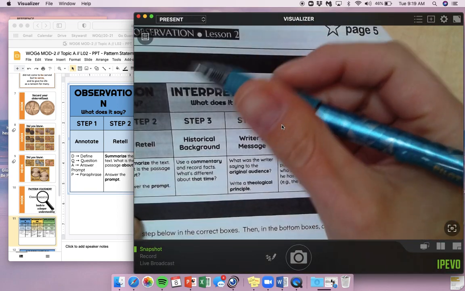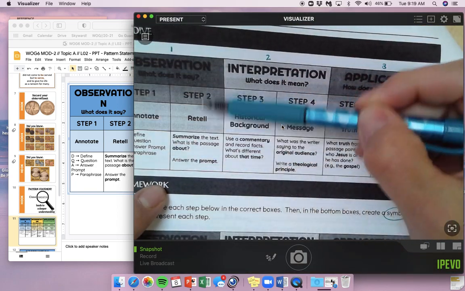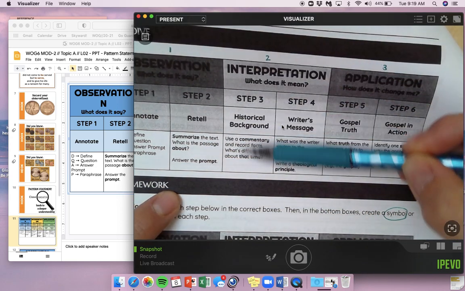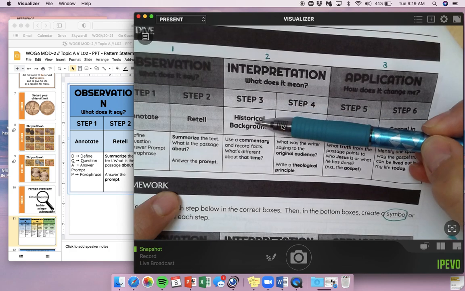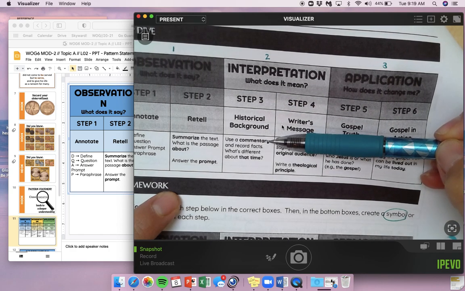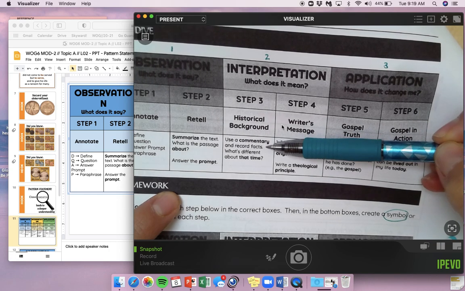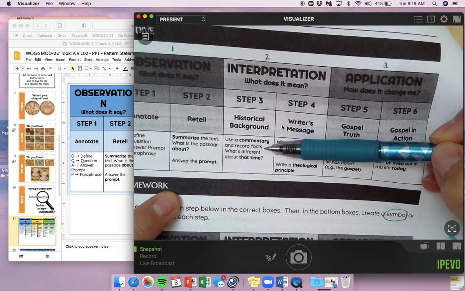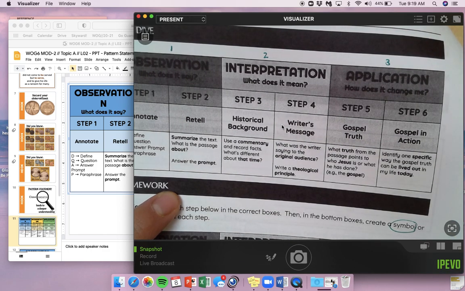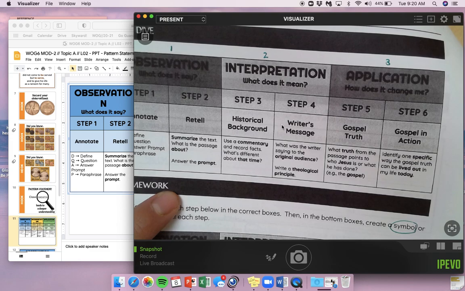Okay, step 3. Remember, with observation, we're just looking at what the text says, but now we want to know what the text means in this phase. Step 3 is historical background. We have to read a commentary, which is what scholars who've studied the passages have learned. So we're going to record facts when we get to this step, and I'm going to give you that commentary. You're going to be thinking, what's different about the time when the Bible was actually written than now? It's going to help you understand what the writer means.